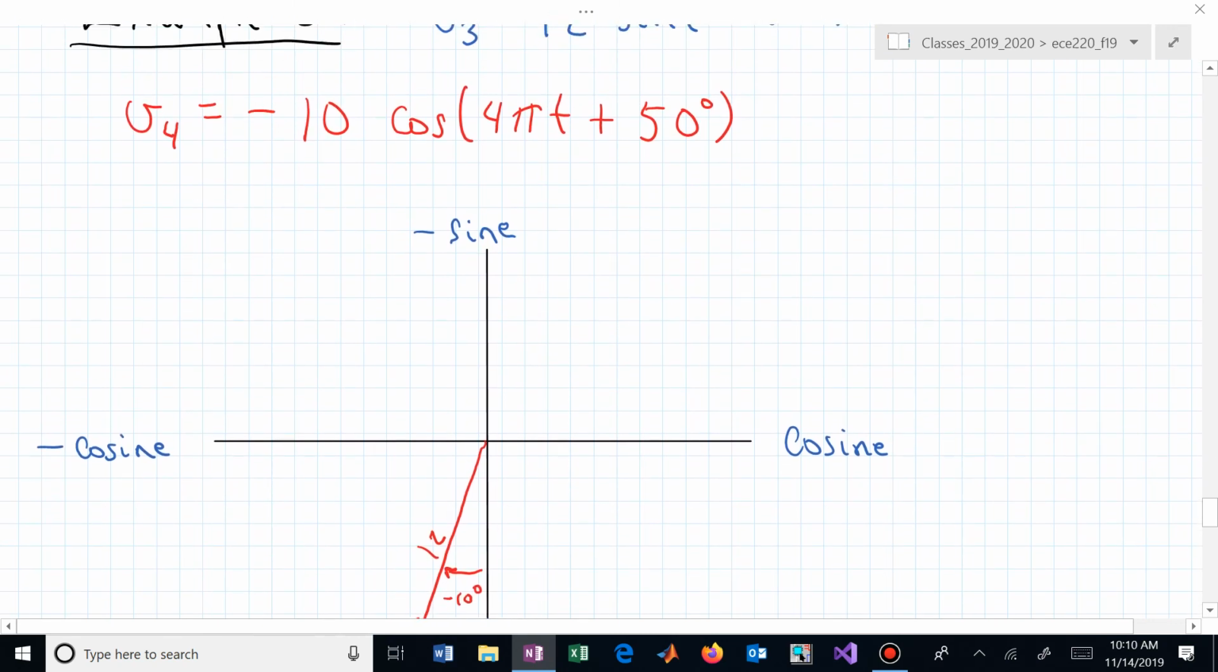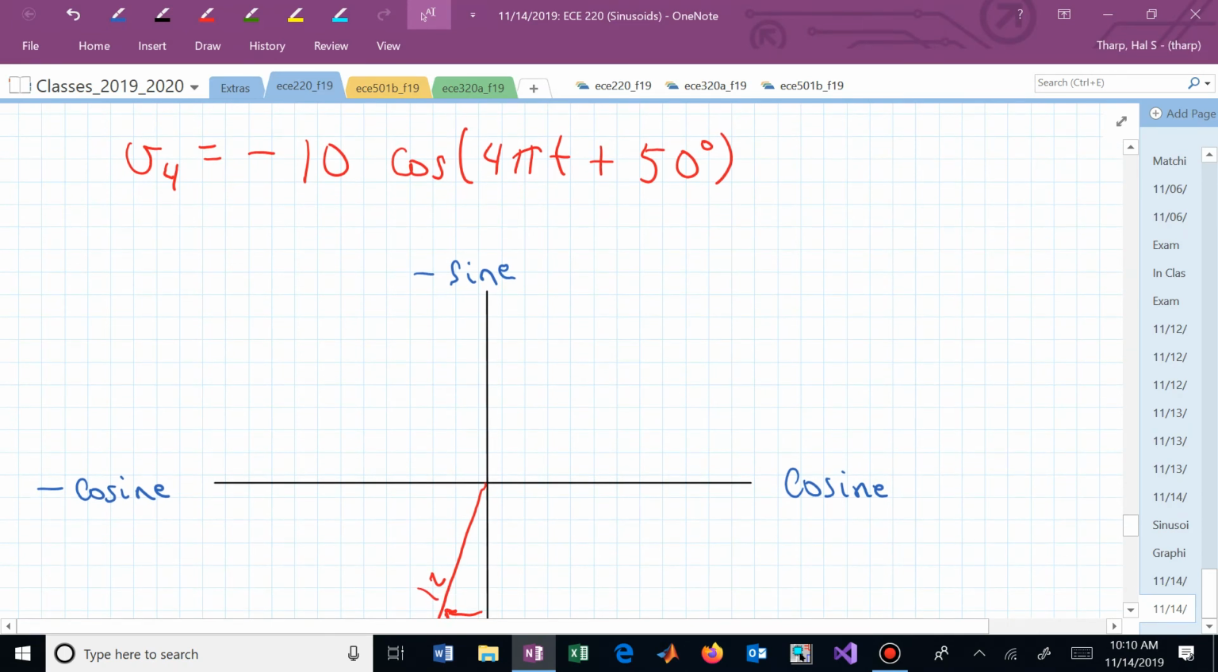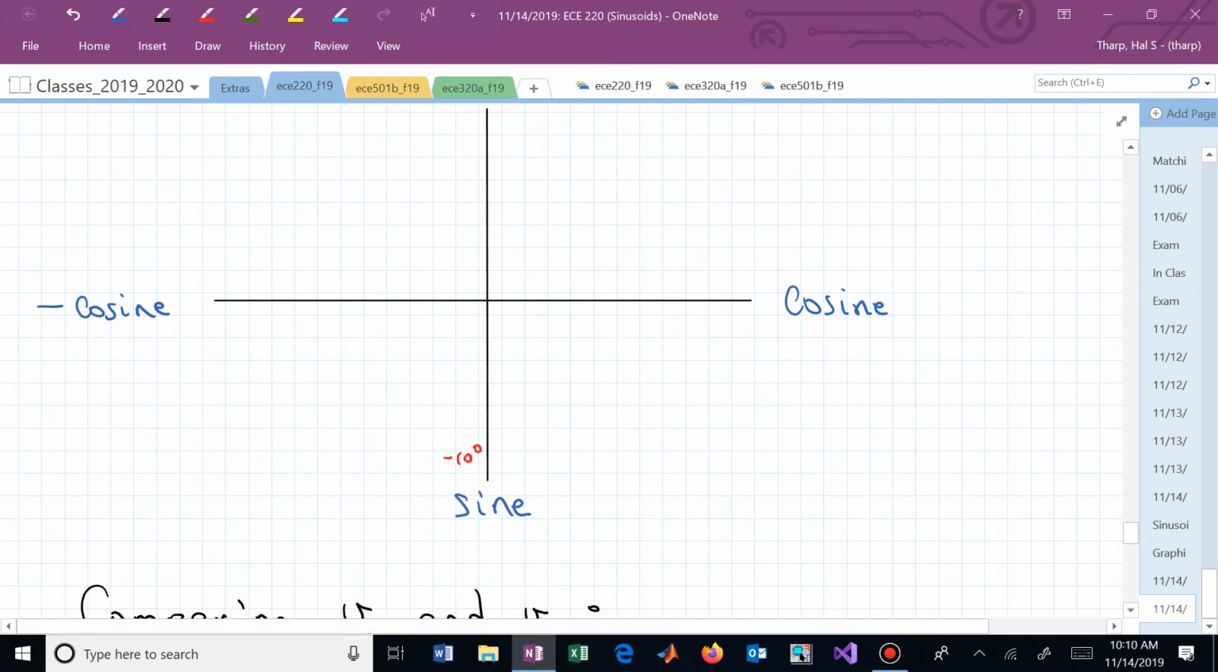Why did I draw that in red? I just said I needed to do it. Oh, that's because this computer was not cooperating. It wouldn't let me change colors. Now let me go back and do that in blue. Is it clear where that vector is coming from? It's a magnitude 12, and it's actually behind the positive sine axis. It's at minus 10 degrees relative to that positive sine axis.